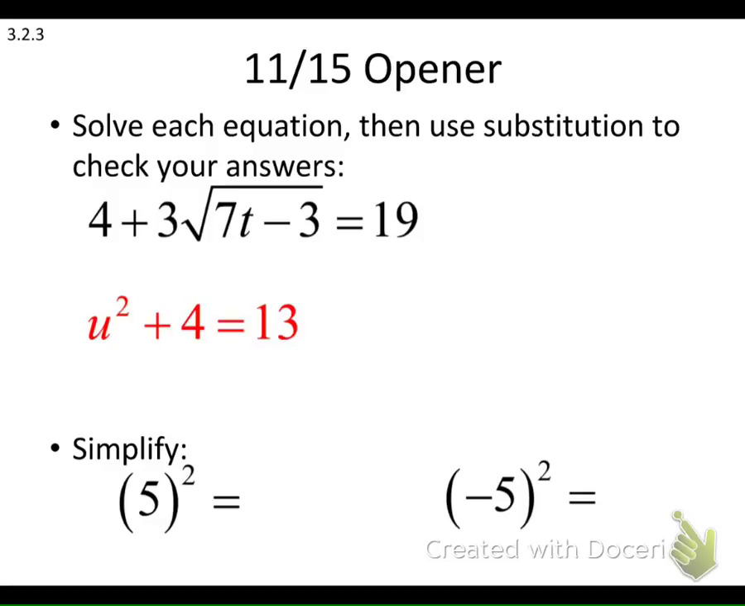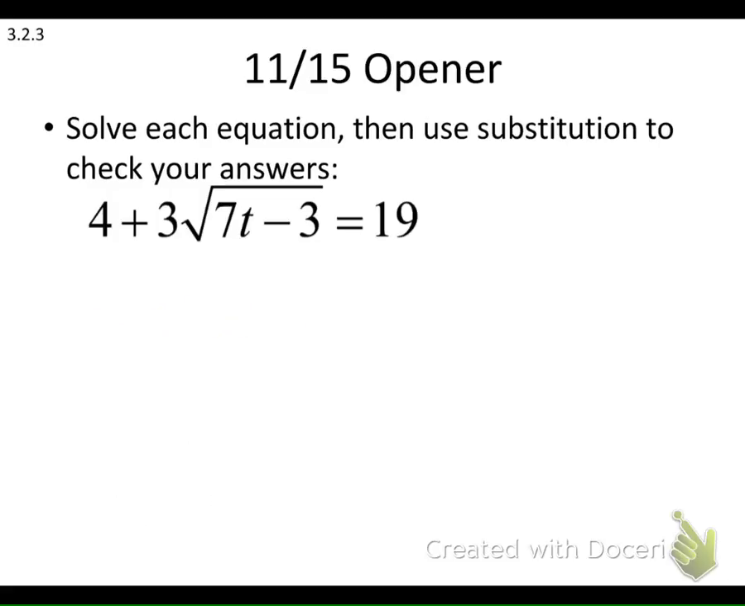I put it up there to kind of get you thinking about how you could possibly solve for the u squared. And then the simplified 5 squared and negative 5 squared, that's something that you should already know, but it's going to be helpful in today's lesson. So let's first take a look at the 4 plus 3 times the square root of 17 minus 3 equals 19. When we're solving equations with square roots, we're going to first circle my variable. We're going to go ahead and draw our line of equality.